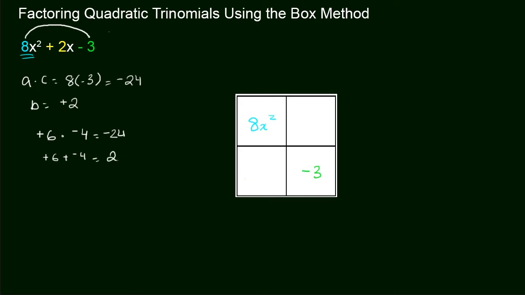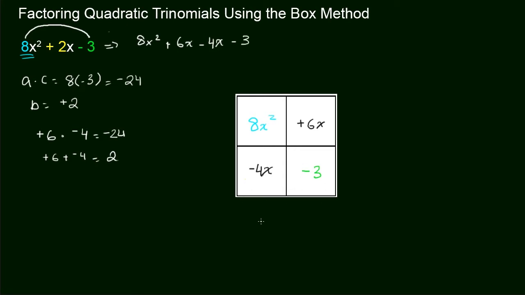So these two numbers, +6 and -4, are going to go in here, and we're going to make sure that we put the x term in there, so it's going to be +6x and -4x. So just taking this box and rewriting it into our set of 4 terms, we would have 8x squared. The +2x breaks down into +6x, -4x, and then we have the -3.